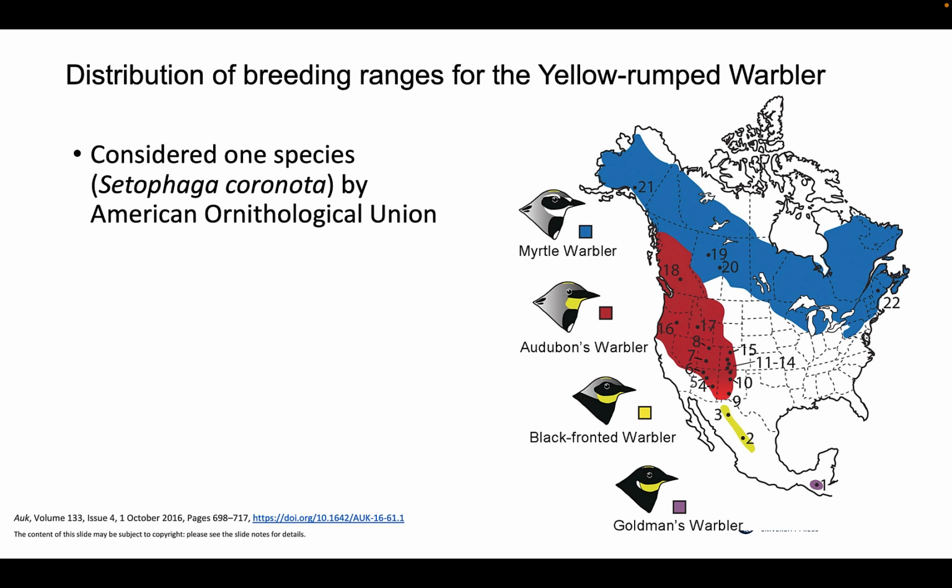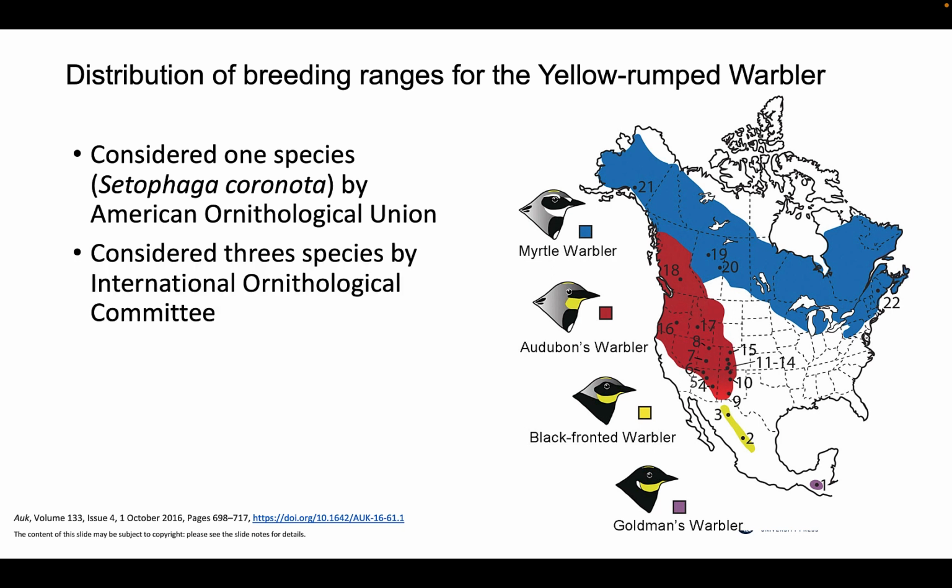Now, this is all considered a single species by the American Ornithological Union. So they help determine how we're going to name bird species in the United States. But in contrast, the International Ornithological Committee considers it three species, with black-fronted, Goldman's, and then the North American yellow-rumped warbler being the three species.